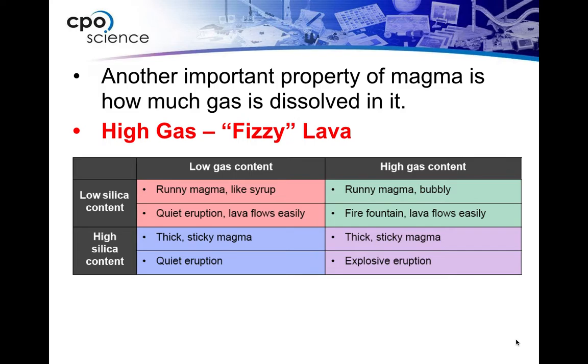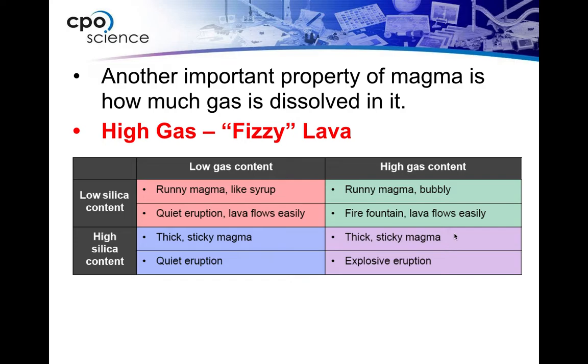And your textbook has this little table in there for you, just kind of showing the different types of eruptions we can have. So for example, if a volcano has magma with low gas, low silica, you're not going to get an exciting eruption, quiet eruption, lava flows easily. Low gas content, high silica, so it's goopy, but it's got a low gas content, quiet eruption, but you're still going to have thick, sticky magma. High gas, low silica, runny magma, you're going to maybe get these cool features called fire fountains, but the lava is going to flow easily because it has that low silica content.